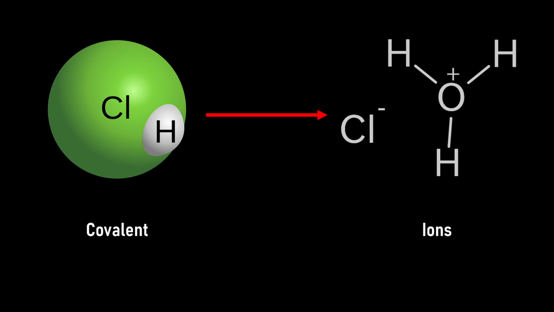You see what just happened there? HCl, despite having no ions in it, separated into ions when mixed in water. How is this possible? How did the ions form? The answer is electronegativity. Let's understand in detail.